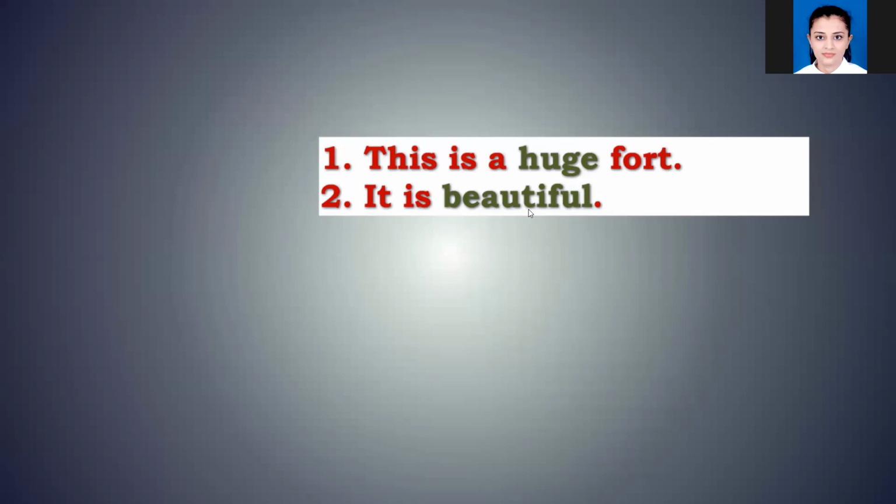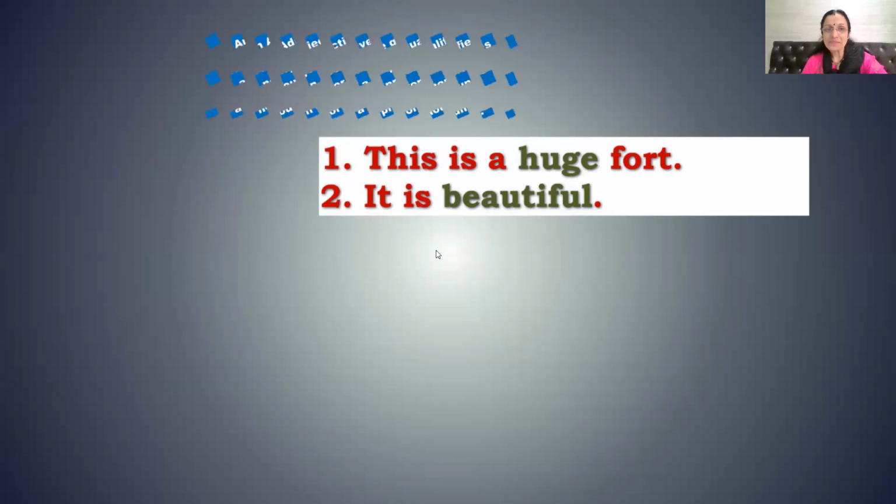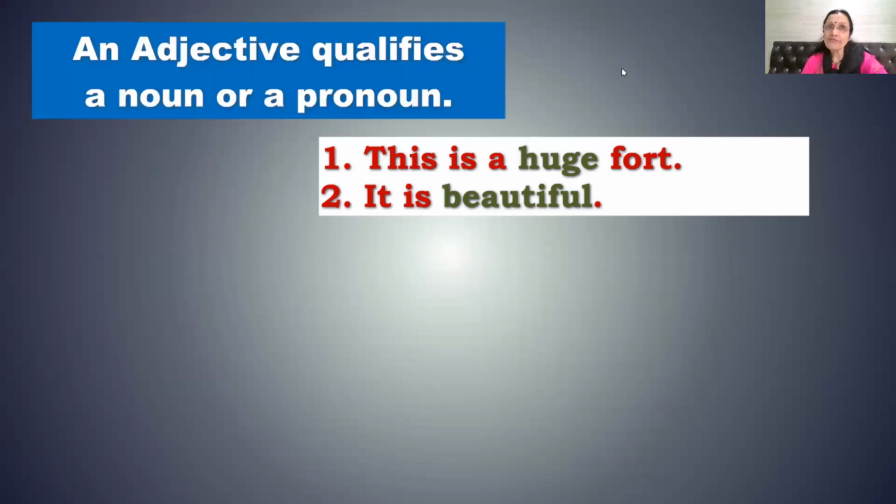It is describing a neuter gender. Neuter gender, it is describing a pronoun. Beautiful is describing a pronoun it. Can you see this? So an adjective describes a noun or a pronoun. Understand this, okay? An adjective qualifies a noun or a pronoun. Here it is qualifying a noun and here it is qualifying this pronoun, okay?